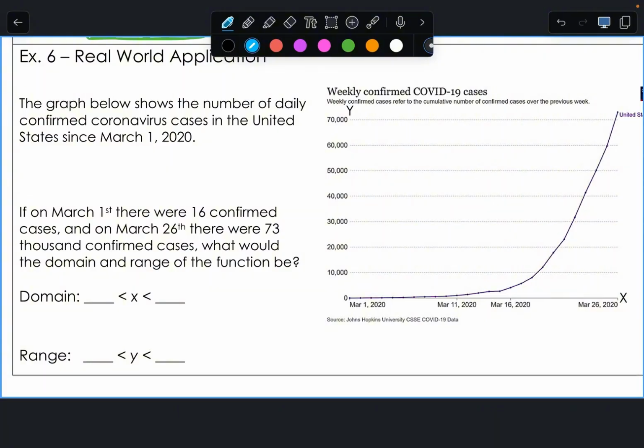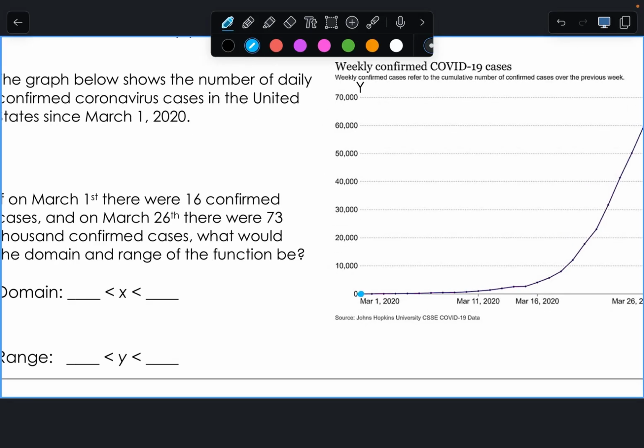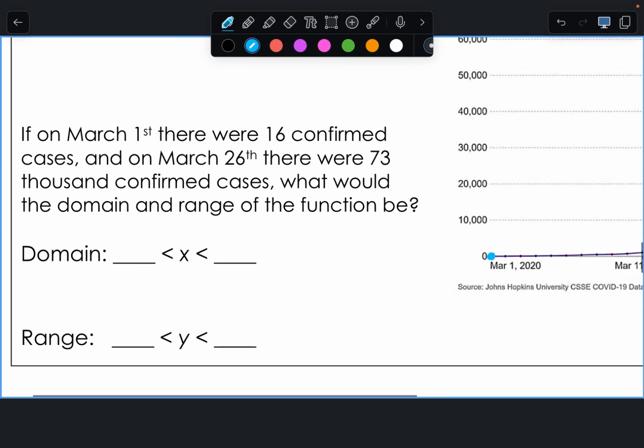All right, the graph below shows the number of daily confirmed cases in the United States since March 1st, 2020. If on March 1st there were 16 confirmed cases and on March 26th there were 73,000 confirmed cases, what would the domain and range of the function be? So, what is the first point? Think about it. It says, if on March 1st, there were 16 confirmed cases.